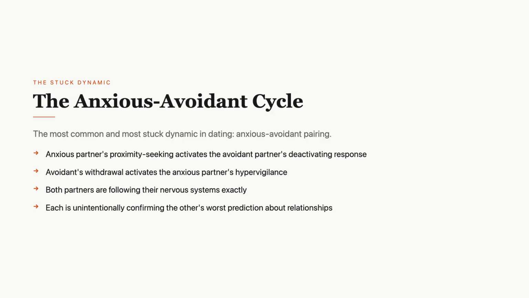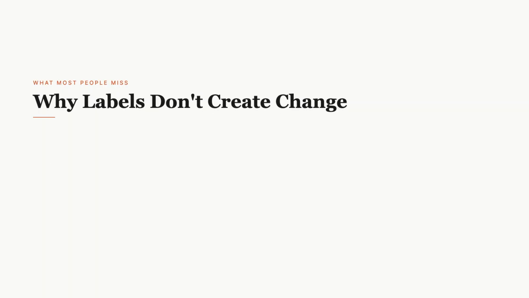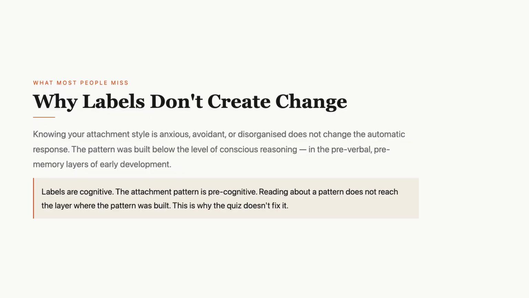Knowing your attachment style is anxious, avoidant, or disorganized does not change the automatic response. The pattern was built below the level of conscious reasoning, in the pre-verbal, pre-memory layers of early development. Labels are cognitive. The attachment pattern is precognitive. Reading about a pattern does not reach the layer where the pattern was built.